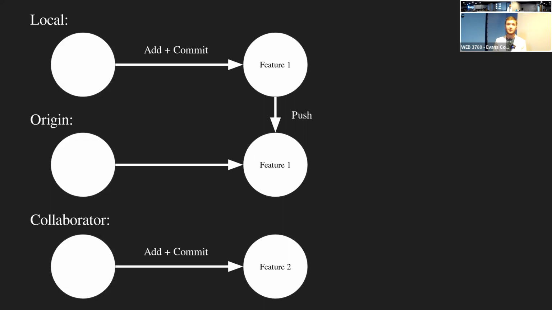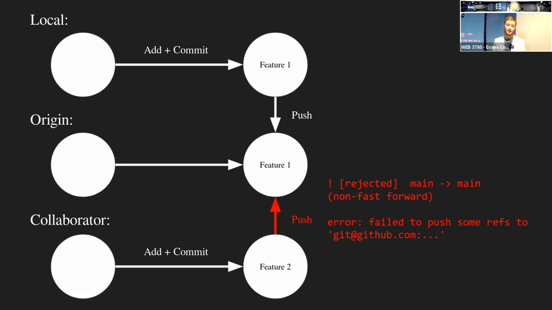You're lucky, you beat them to the punch and you push. And then the collaborator tries to push. At this point, they're going to get an error if you've been working on the same code. And it's going to look like this in the terminal. It's going to say rejected, main to main, can't fast forward, failed to push some refs. So that means you can't push those commits up that you wanted to push. The way to resolve this, it will tell you in the command line, is to pull.